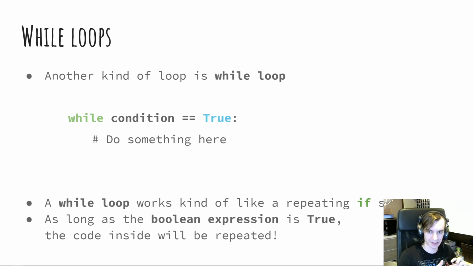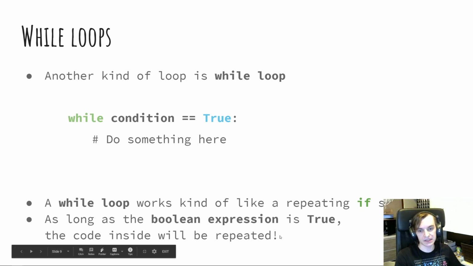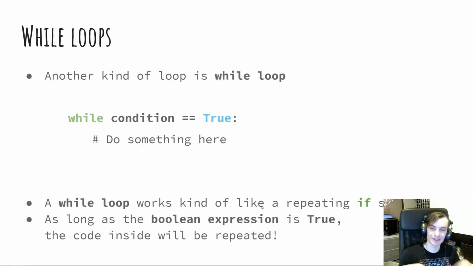As long as the Boolean statement following it is true, the code inside it will run over and over again. They're kind of the truest form of loop. They just loop until you tell them to stop, right? For does things for each item. This just loops.